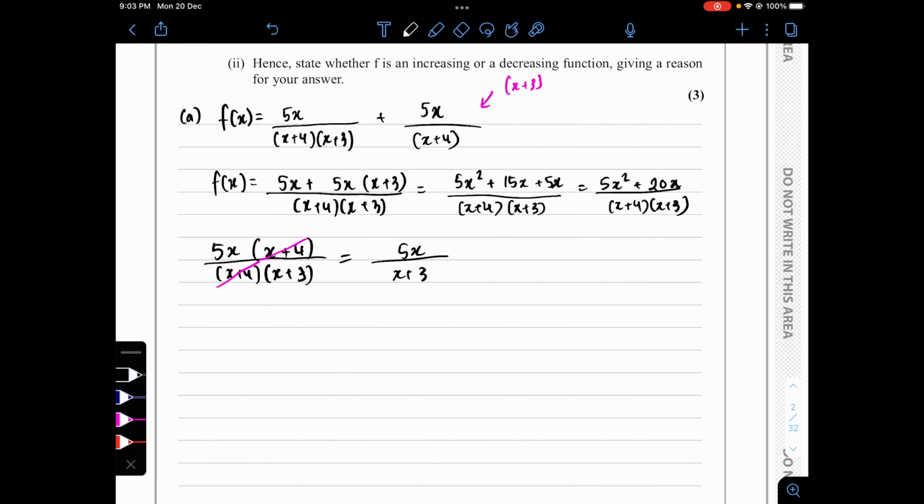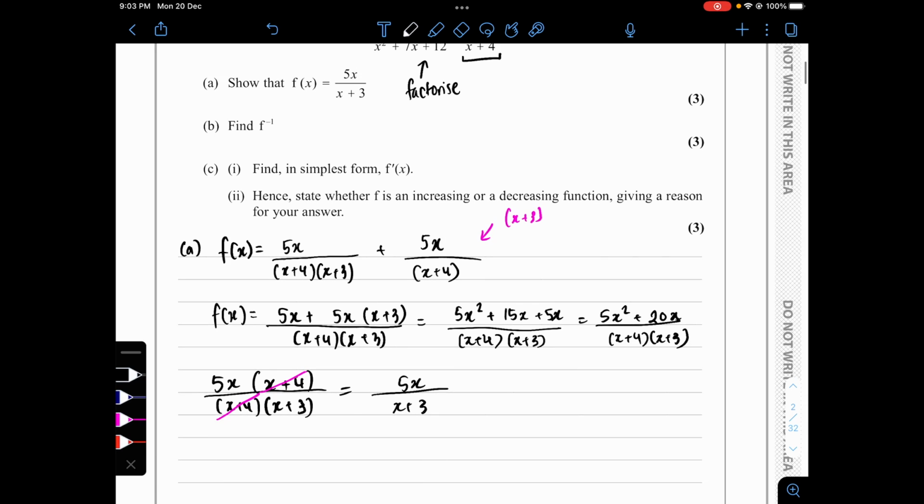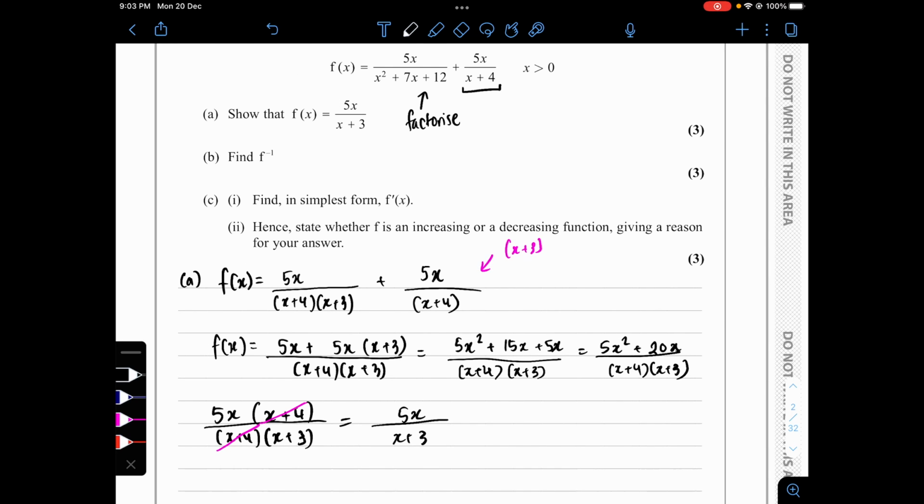So that's how we get f of x. So we show that f of x equals 5x over x plus 3. That's how we show it. So part B, find f inverse. Now the key thing here is that we swap the variables, right? We swap f of x with y, and x with y, and then we try to find what y is.